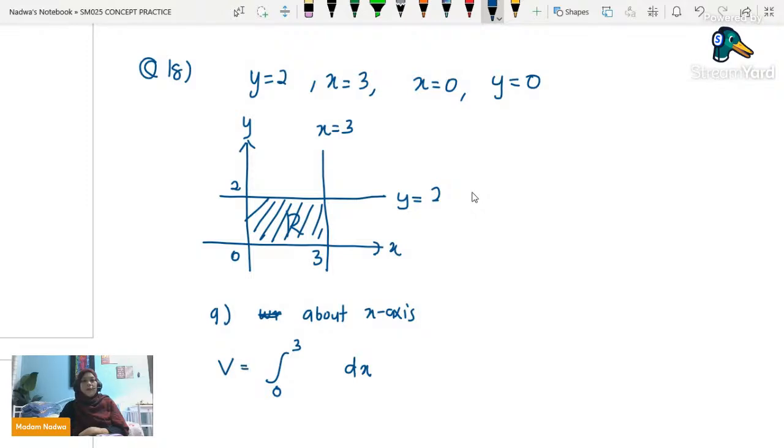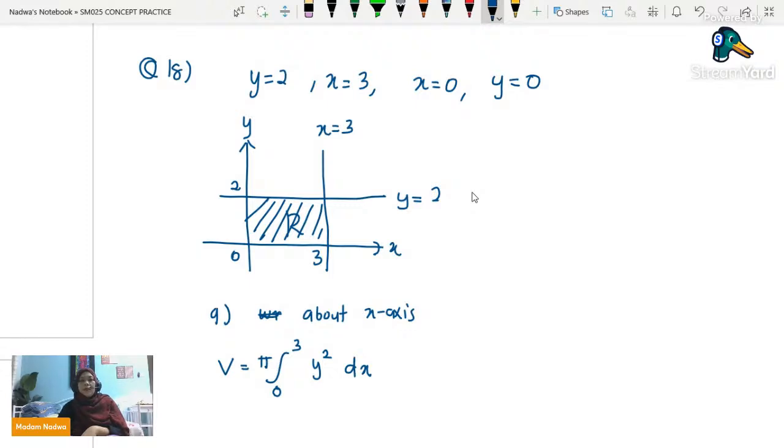formula for volume. So depan dia mesti ada pi sebab dia rotate 360 darjah. Nampak tak ni dia dekat sebelah first quadrant sahaja region R tu. So memang dia kena rotate 360 darjah baru dia dapat satu solid yang orang kata 3D punya solid tu. So pi lah depan dia. Okay, dalam ni pula with respect to X, so dalam ni kita nak function in terms of X. So bila kita nak function in terms of X, nama function tu adalah Y dan dia mesti square. Ingat volume function tu kita mesti squarekan dia. So this is the formula.